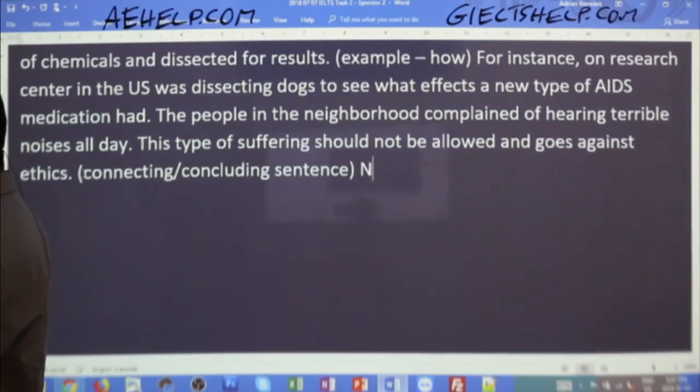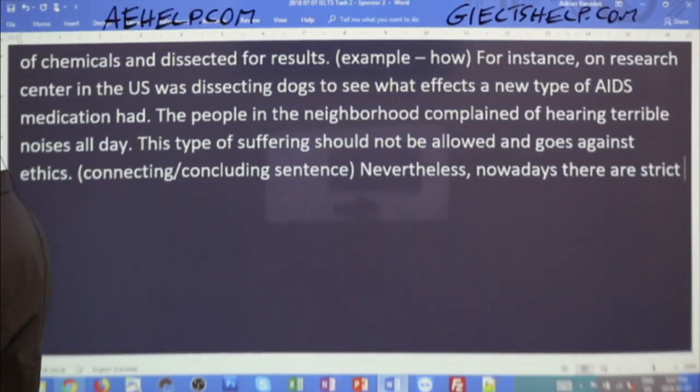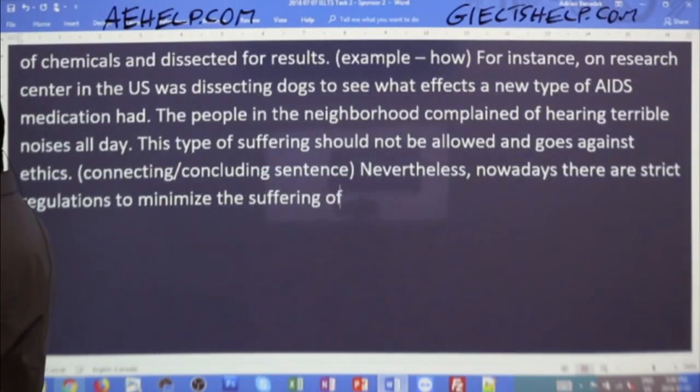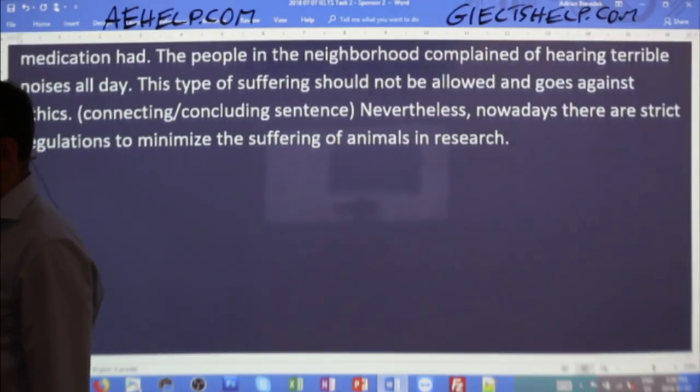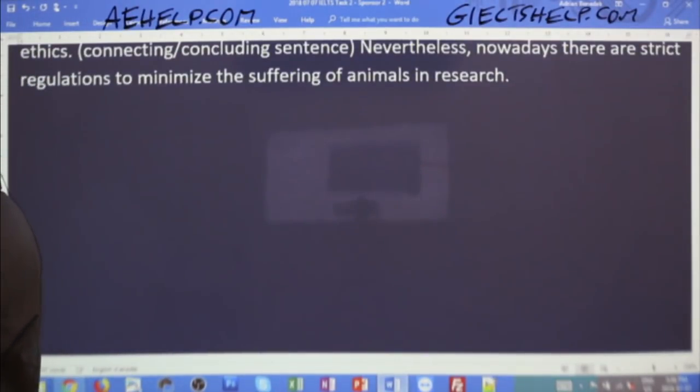So nevertheless, these days or nowadays, there are strict regulations to minimize the suffering of animals in research. And we can just stop there. And then we cut right into body paragraph 2.